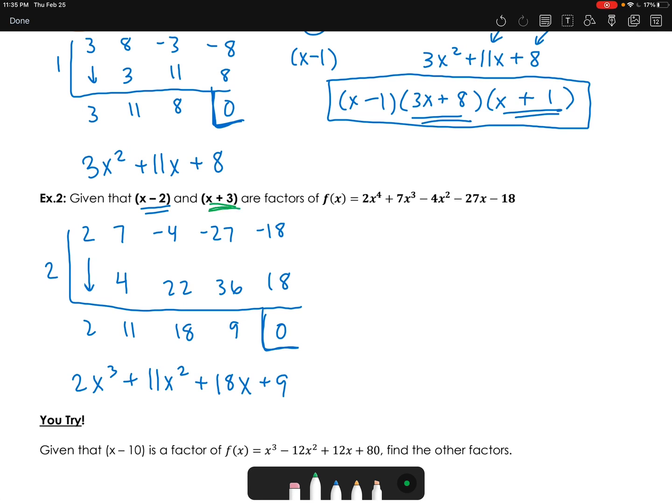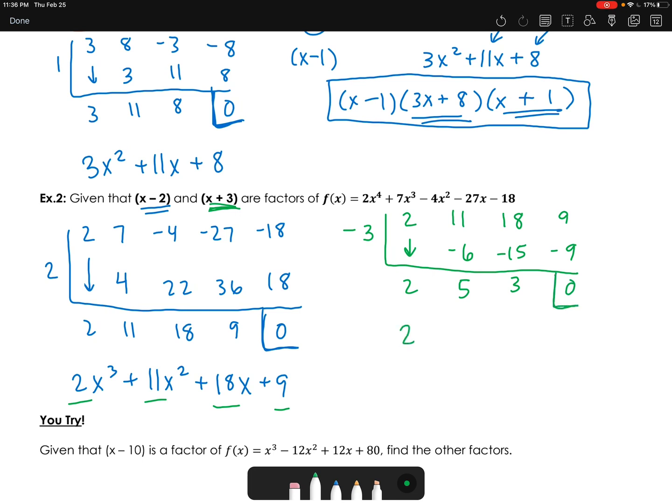That's not going to get you to a possible solution. This is why they give you a second root, a second factor here. And so we're going to use that to do synthetic division again. So I'm going to use -3, and now I'm going to use these coefficients. So I have 2, 11, 18, and 9, and I'm going to go again. And so I have 2, -6, 5, -15, 3, -9, and 0. So now I have 2x squared plus 5x plus 3, because I'm 1 down from this one now.